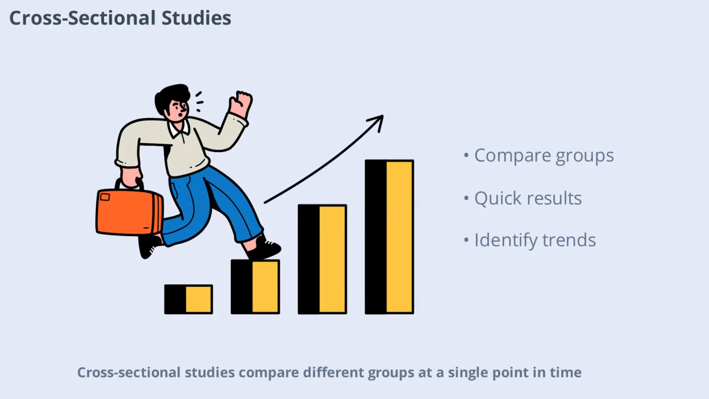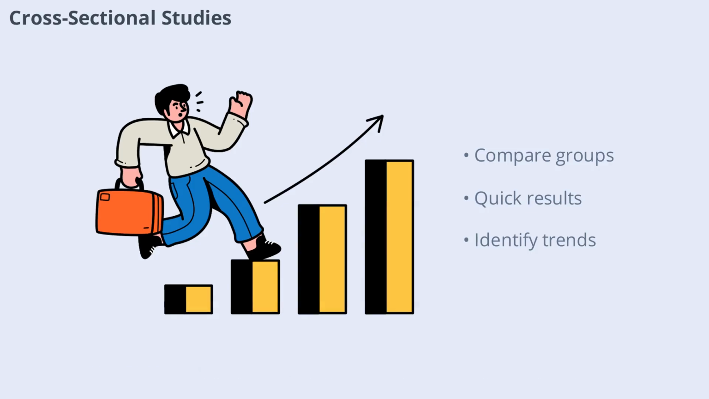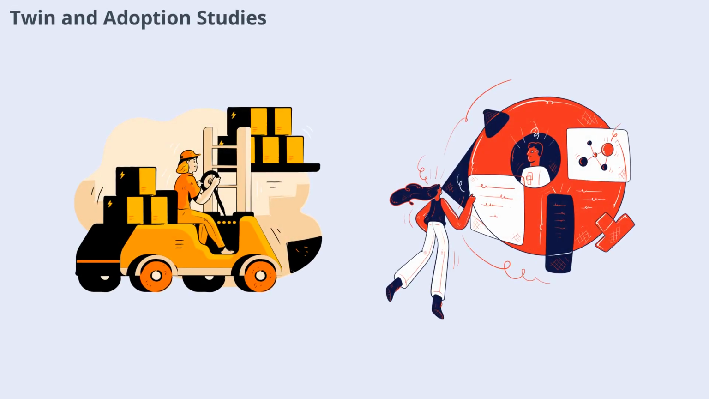Cross-sectional studies compare different groups at a single point in time. In biopsychology, this might involve comparing brain activity in young adults versus older adults. This approach is faster than longitudinal studies and can highlight differences between age groups, populations, or conditions. While it can't show changes over time, cross-sectional research is useful for identifying trends and generating hypotheses about how biological factors vary across groups.